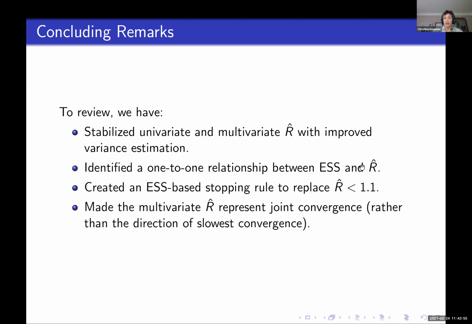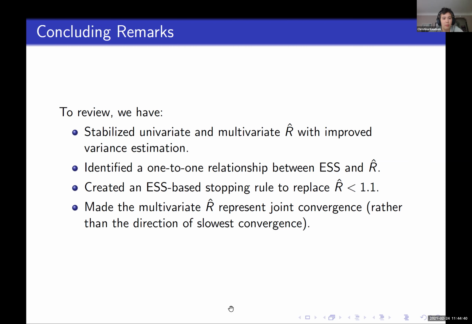And because we can make R hat interpretable and ESS based, what we've done is leverage the ESS literature to create ESS based stopping rules so that we can replace R hat less than 1.1. And most of the time that means running it longer, which then produces better coefficient estimates. And then finally, for the multivariate R hat, rather than looking in the direction of slowest convergence, we made the multivariate R hat represent joint convergence by looking at the determinant rather than the max eigenvalue.